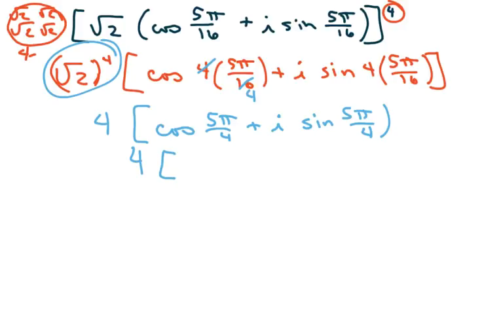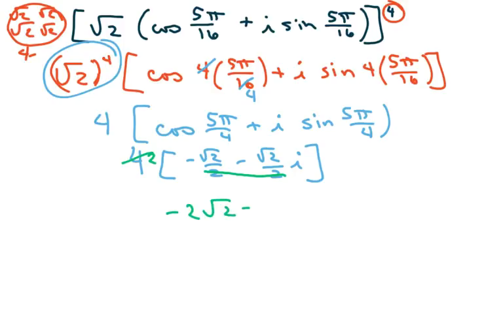Cosine of 5 pi over 4 is negative square root of 2 over 2. And sine of 5 pi over 4 is negative square root of 2 over 2 as well. It's in quadrant 3. Multiply through by 4. In this case, we can just cross the 2's out because 2 goes into 4 2 times. So we get negative 2 square root of 2 minus 2 square root of 2i. And that's your answer there.